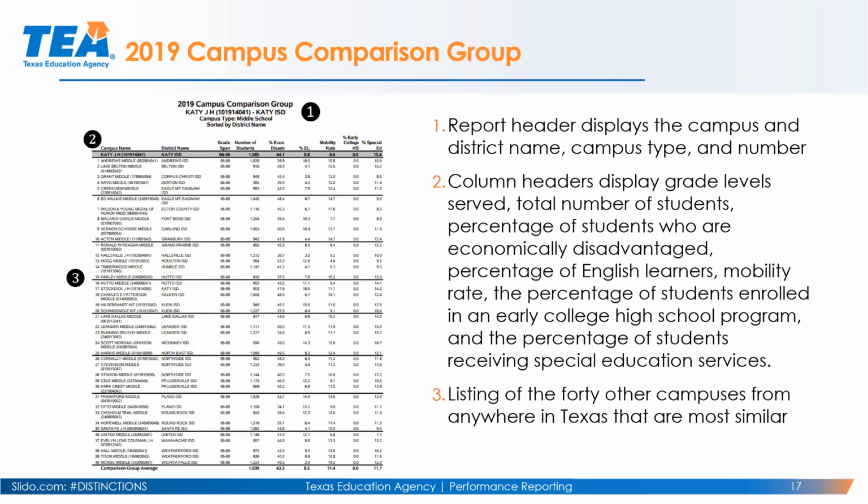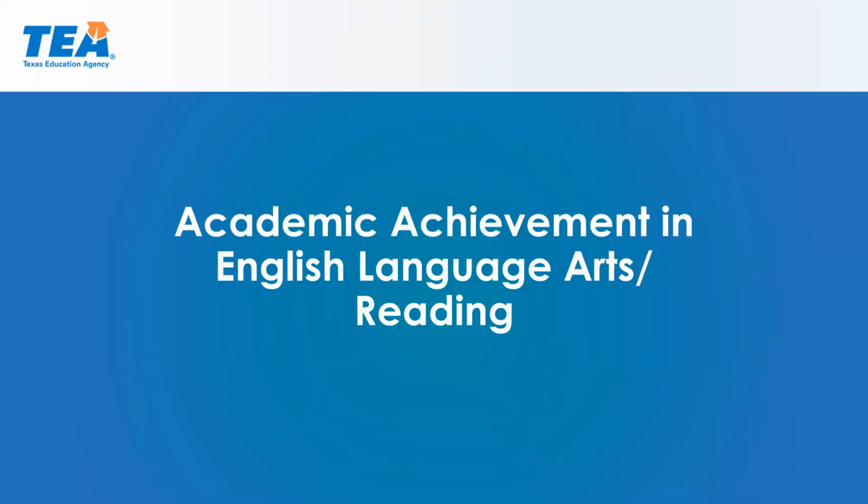The campus that you select for your comparison group will highlight your campus at the very top in gray highlighting, and then display in section 3 the listing of the 40 other campuses from anywhere in Texas that are most similar to you. This is your campus comparison group report. So now that we reviewed how campus comparison groups are created, we can review each of the 7 distinction designations and how they're awarded. We'll begin with the academic achievement distinction in English language arts reading.